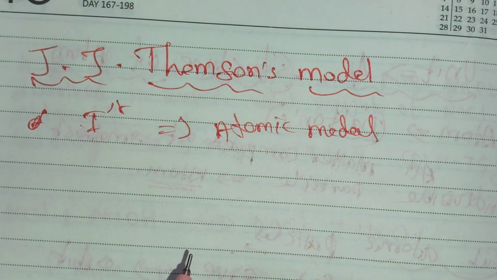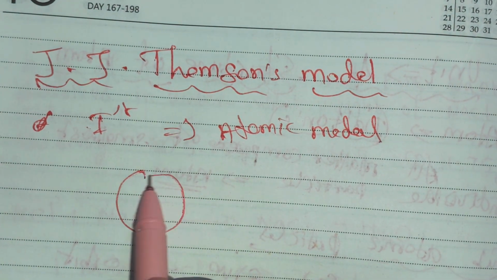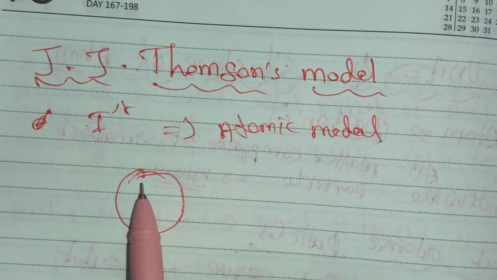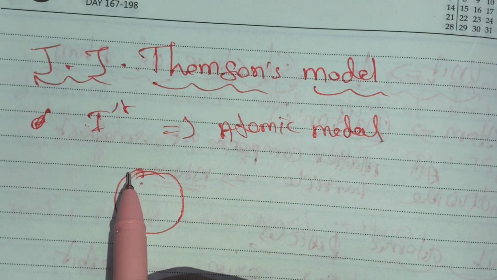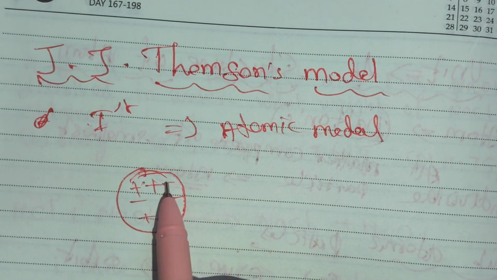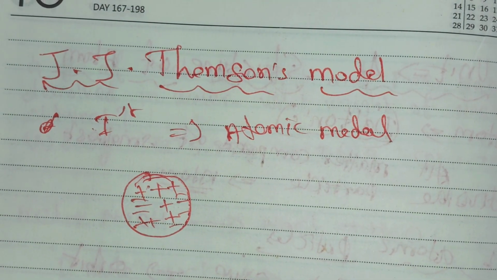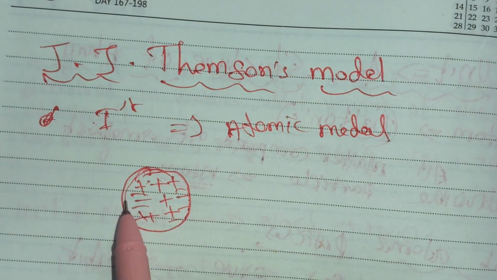Next, it confirmed that the atom is spherical in shape. The atom consists of uniform positive charge as well as negative charge, as he proposed. The charge is uniformly spread over the entire atom, as well as the mass of the atom.